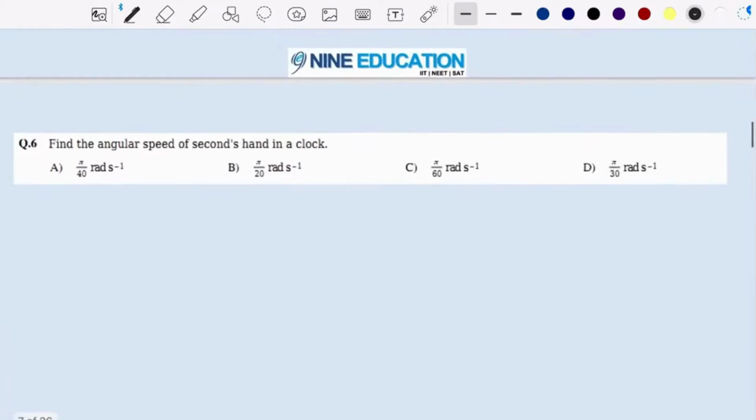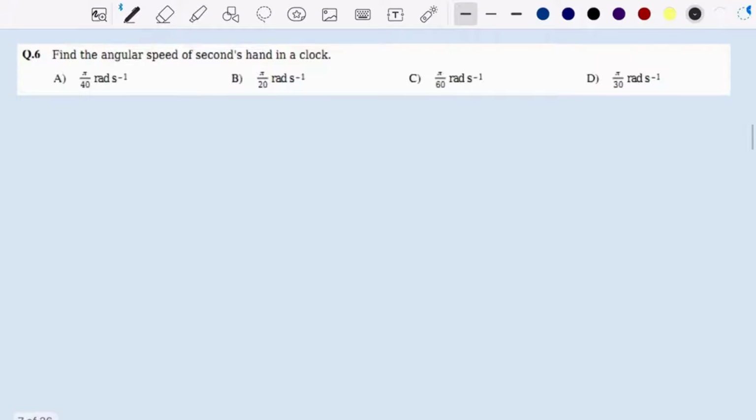Angular speed of the second hand is 2 pi by time period, which is 2 pi upon 60, pi by 30. It's a very easy question. You should not miss this.